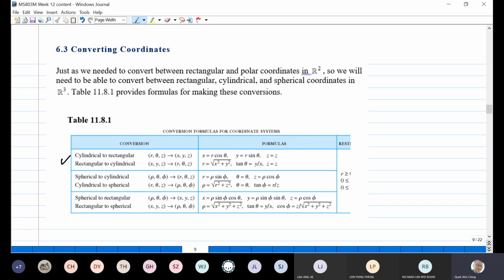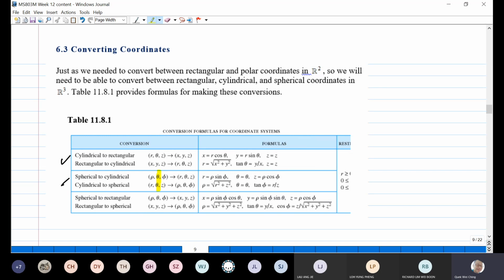You actually have to do something here, because the slight difference is that for cylindrical and spherical, only theta is the same. Theta you don't need to touch, but the rest you have to change. The relationship is actually quite straightforward when you try to draw it and see what happens in all the different conversions.